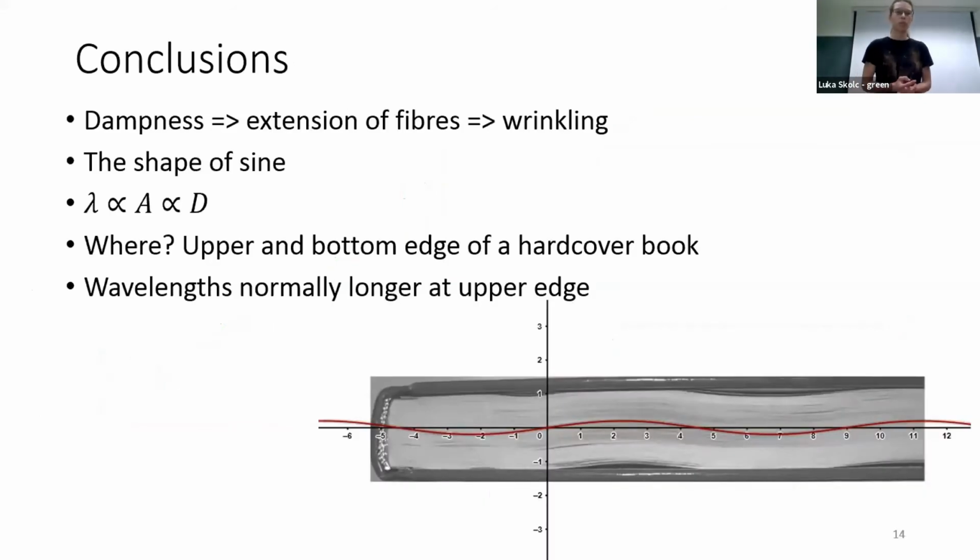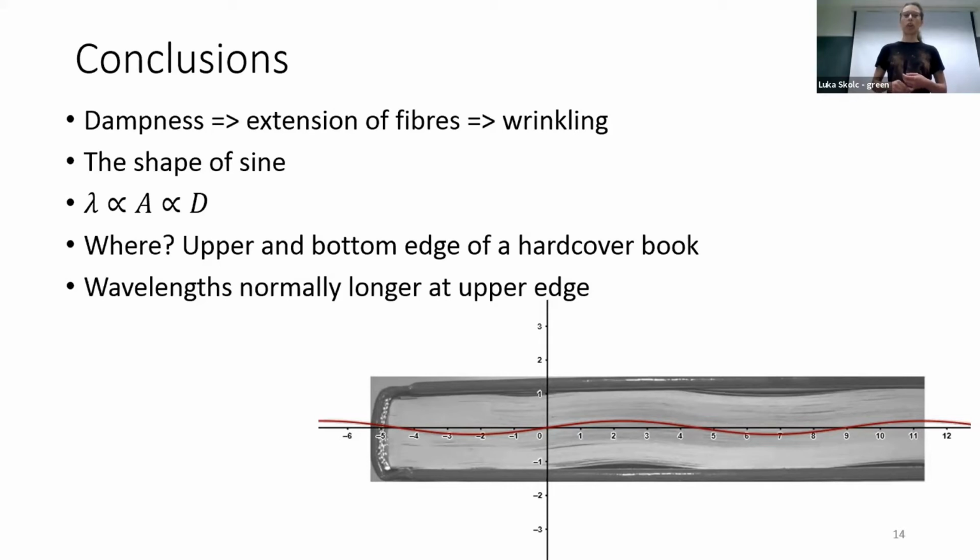So to conclude, as this has not been obvious at the beginning, it is physics that governs wavy pages. We saw that wavy pages are caused by dampness. This leads to the swelling of fibers, and thus extension of paper. And this results in wrinkling. The waves have the shape of a sine, and wavelength is proportional to amplitude. Amplitude and wavelength are proportional to the thickness of a book.